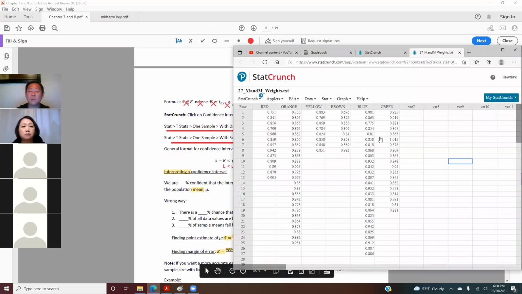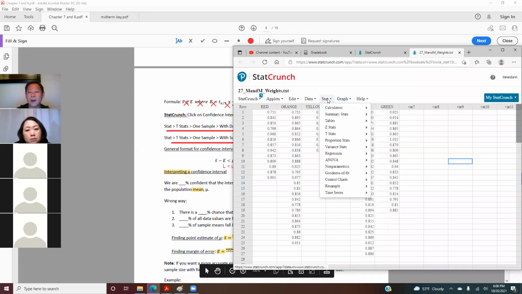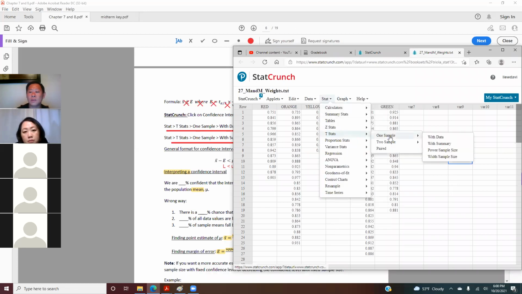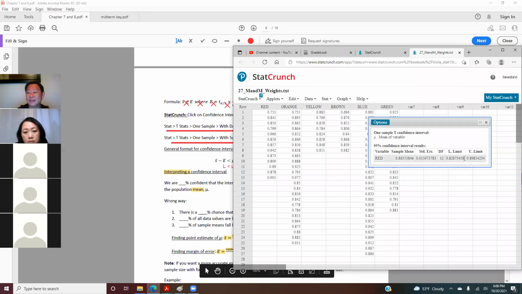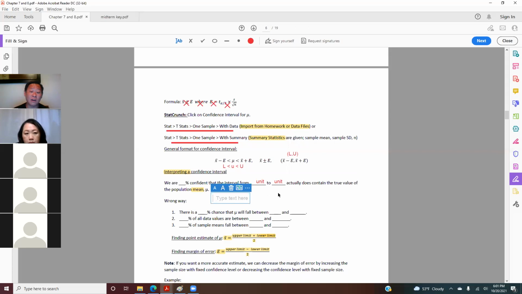I can do one for you here. I can do T-stats, one sample, with data. Let's do the rate one. We do a 95% interval, so this is the confidence interval that we have. And don't forget, this is all measured in grams. I will tell you in the questions, so make sure you put grams on it. It has a unit on it.